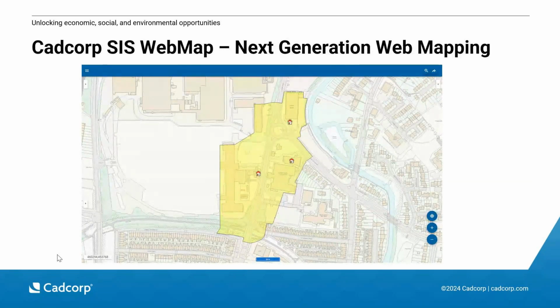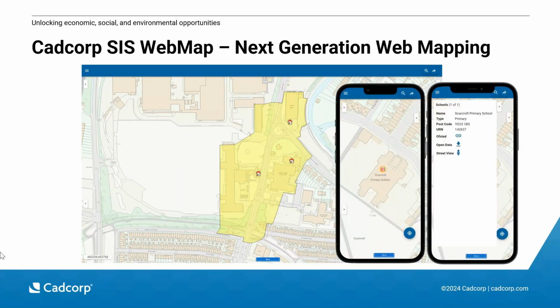So we're going to talk about CAGOPSys web map today, and this is next generation web mapping. And web map itself was born from channel shift and improved much with digital transformation. It's a really clean interface, easy to use. We have a responsive, easy to use on a mobile device as well. It can be deployed in the cloud and integrated with other systems and databases, so you as a user get a nice, slick experience.